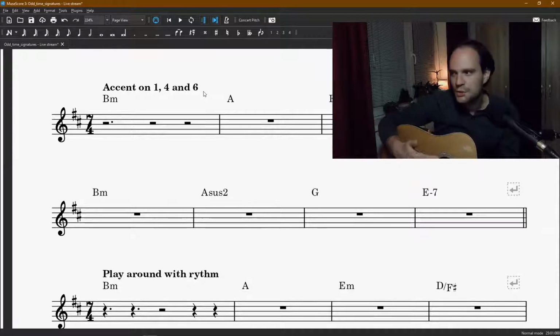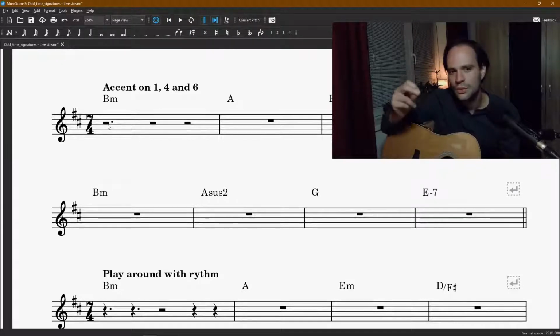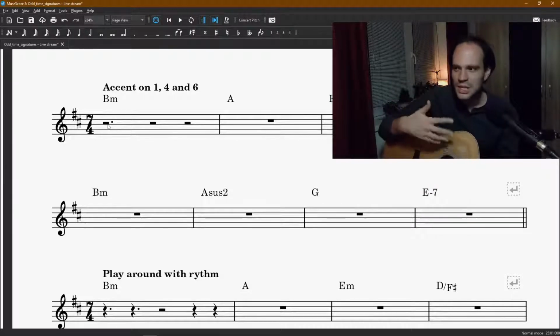So that's why, if I have a very clear grouping like I have here, I prefer to count 1 2 3 1 2 1 2 1 2 3 1 2 1 2. It's just easier to count. It makes it flow a little bit.